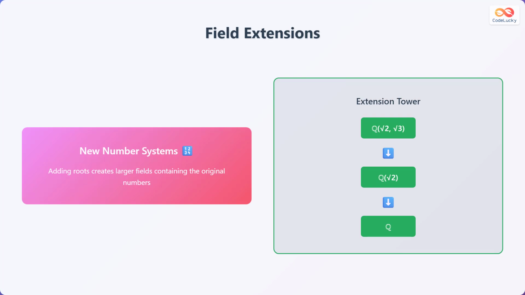Field extensions involve creating new number systems by adding roots to existing fields. Imagine an extension tower. We start with the field of rational numbers denoted by Q. By adding the square root of 2, we create a larger field denoted by Q(√2). Further, by adding the square root of 3, we extend the field to Q(√2, √3). This process of adding roots creates larger fields that contain the original numbers and the newly added roots.